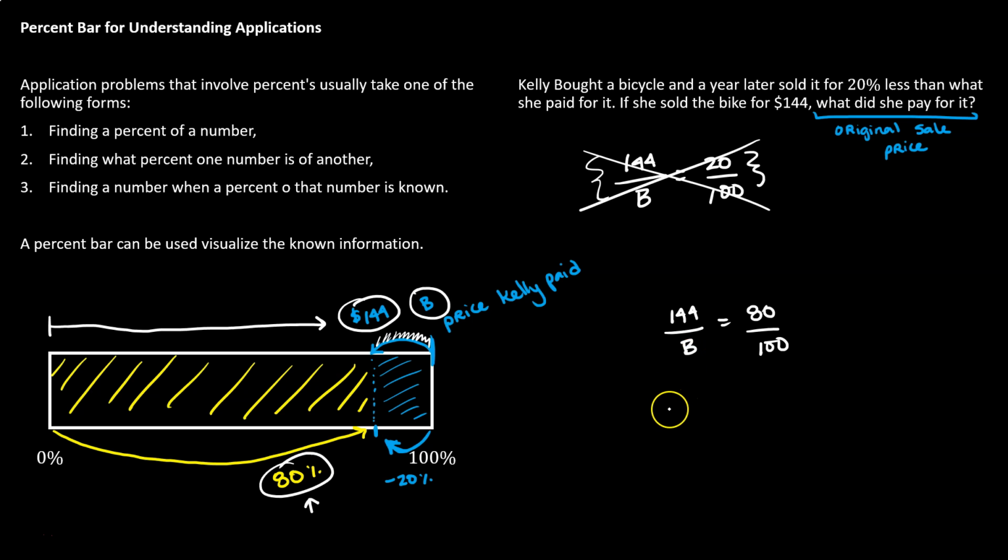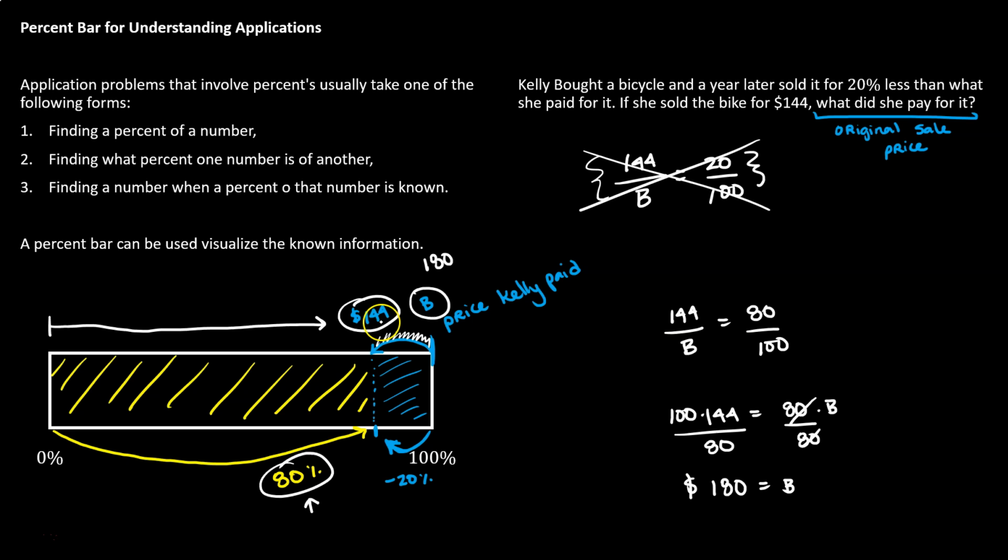We'll cross multiply so that we have 100 times 144 equals 80 B, isolate B. And at this point, if you're comfortable with reducing fractions and you don't want to practice anymore, that's fine. Go ahead and just type in 100 times 144 over 80 into your calculator, and you'll see that the answer is 180. So this is the amount of money that Kelly paid when she bought the bicycle. And we can double check our work. We can check that 180 makes sense here.